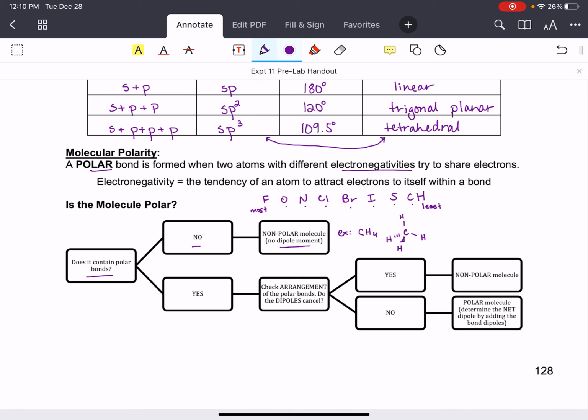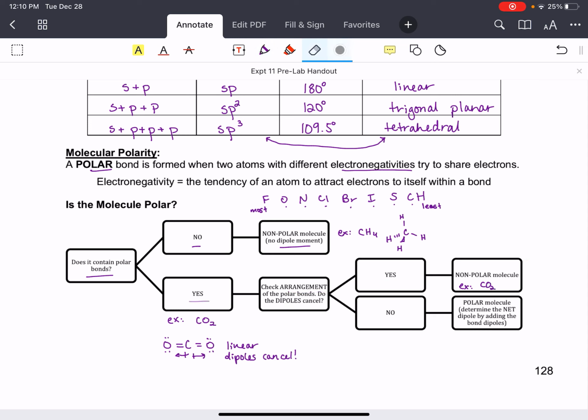What if our molecule contains polar bonds? So an example of that would be CO2. So if we draw that, we have carbon in the middle surrounded by oxygen atoms. We know that oxygen is more electronegative than carbon, so we have to check our arrangement. Well, this arrangement is linear, so do the dipoles cancel? In this case, yes, the dipoles do cancel. And so since we answered yes to our question, it is a nonpolar molecule. So an example of this would be CO2.